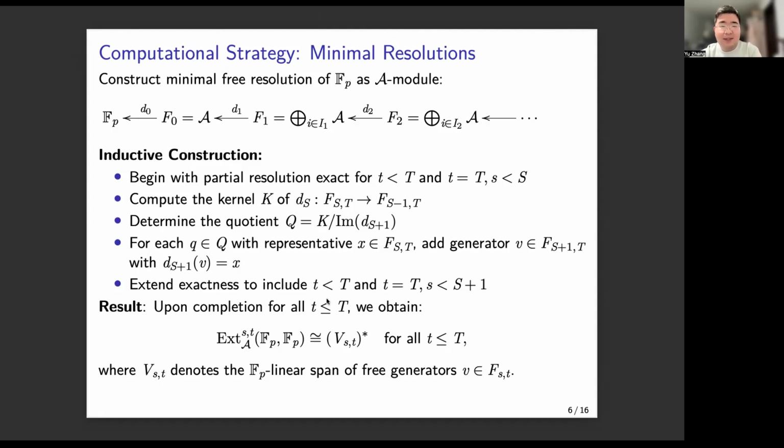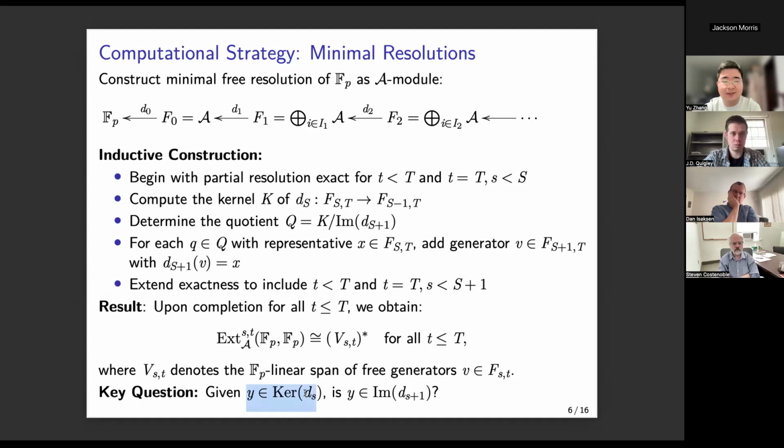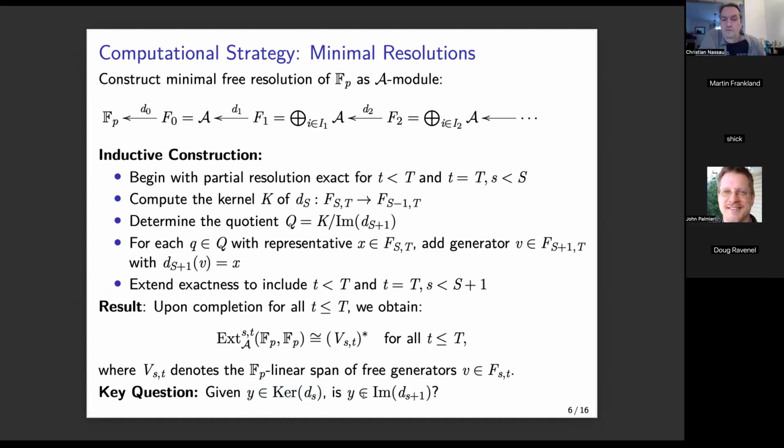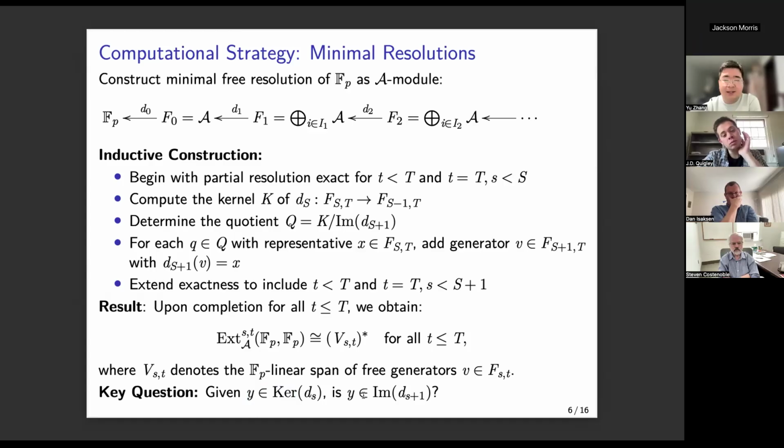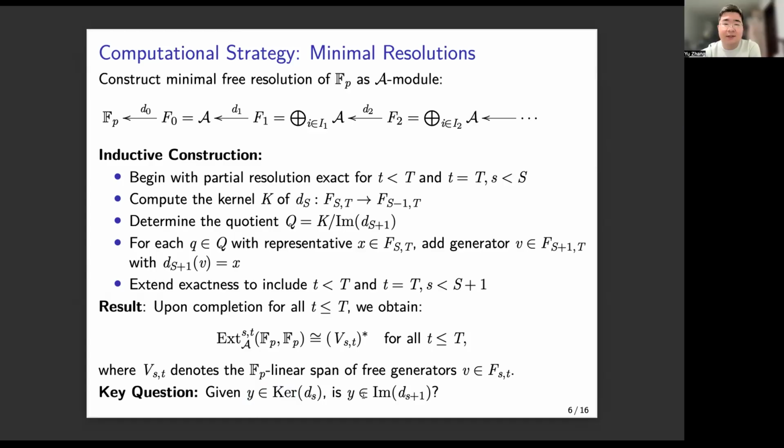And just to convey the idea, let's focus on one particular step of this construction. There's one typical question we need to solve during this process. And that is, assume we have already obtained an element inside this kernel. How do we know whether this element is inside the image or not? So to better explain this idea, let's draw an analogy in a more familiar setting.